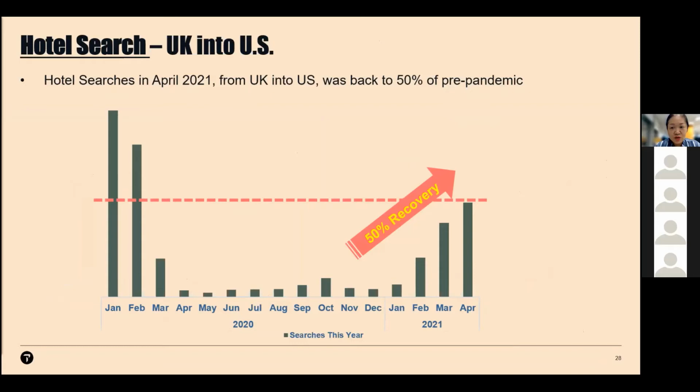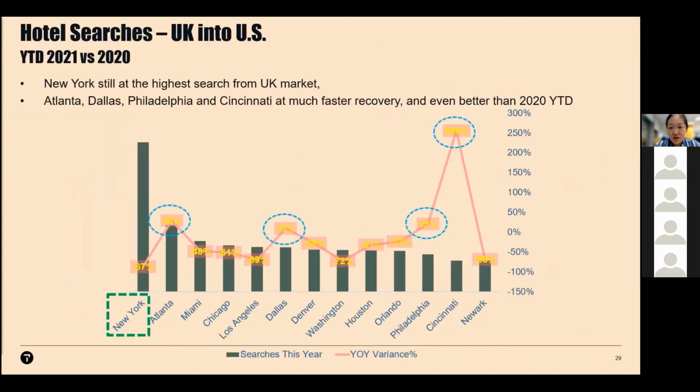Hotel search in April 2021 was around 50% of last year. And New York is still the highest search from the UK market, though it has dropped 87% of searches. And if you look at Atlanta, Dallas, Philadelphia, and Cincinnati, they are at a much faster recovery and even better than 2020 year to date. There's a lot of pent-up demand.